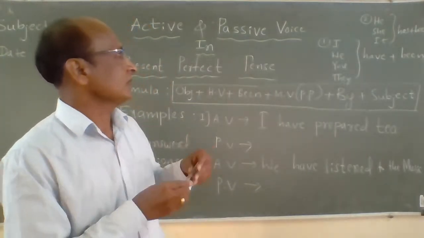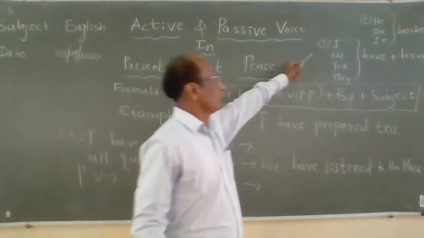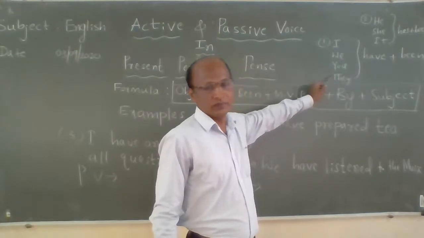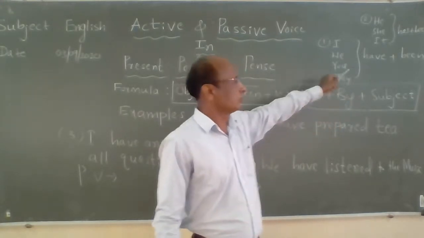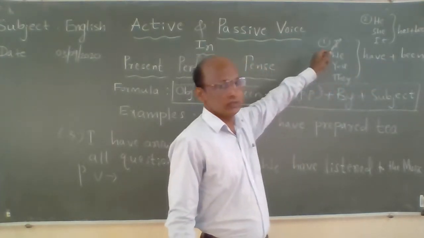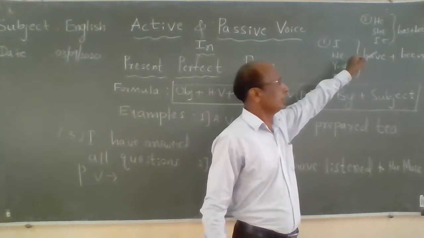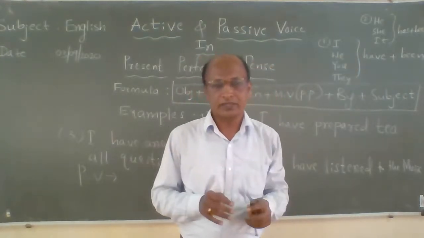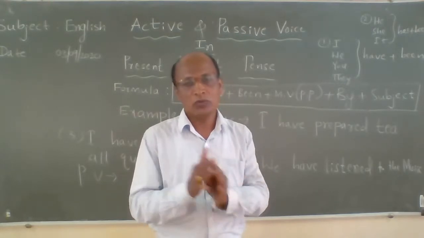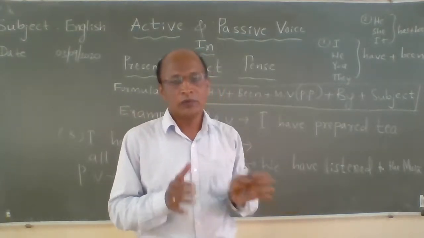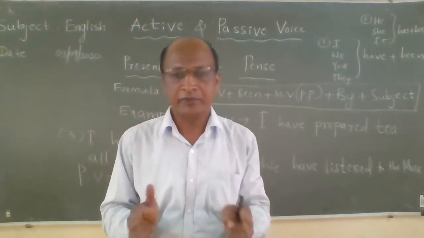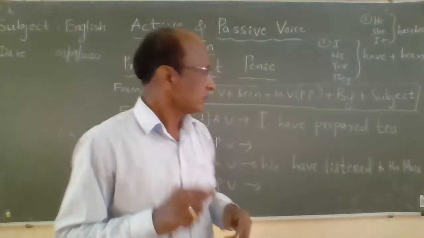When we use has and when we use have, you need to understand. When it comes to the subjects I, we, you, they, after these subjects, we should use the helping verb have plus the past participle. When it comes to the subjects like he, she, it, after these subjects, we should use the helping verb has plus the past participle. When it comes to active to passive voice, this is purely about present perfect tense.